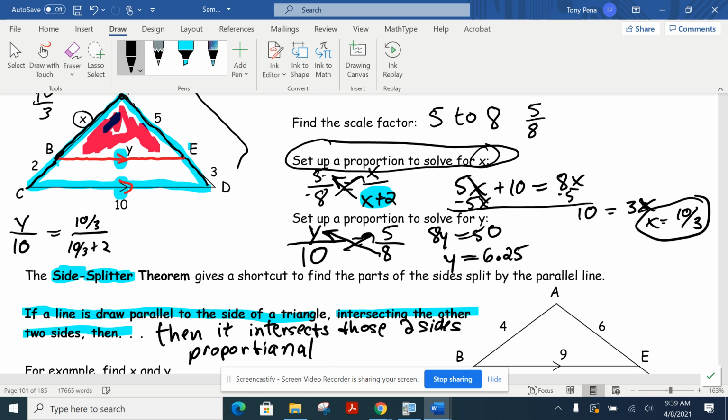Proportionally. Is that how you spell it? What did I say?